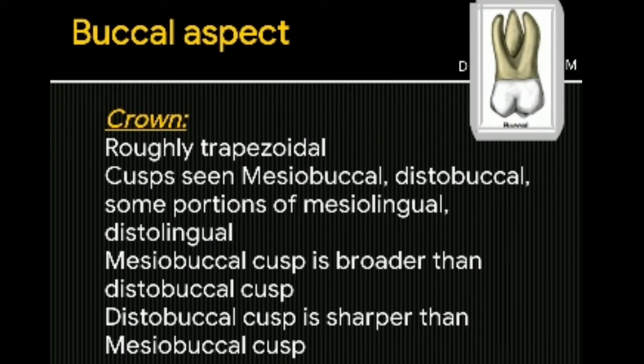In the buccal aspect, the crown is roughly trapezoidal in shape. Cusps seen are mesiobuccal, distobuccal, and some portions of mesiolingual and distolingual. Mesiobuccal cusp is broader than distobuccal cusp, and distobuccal cusp is sharper than mesiobuccal cusp.